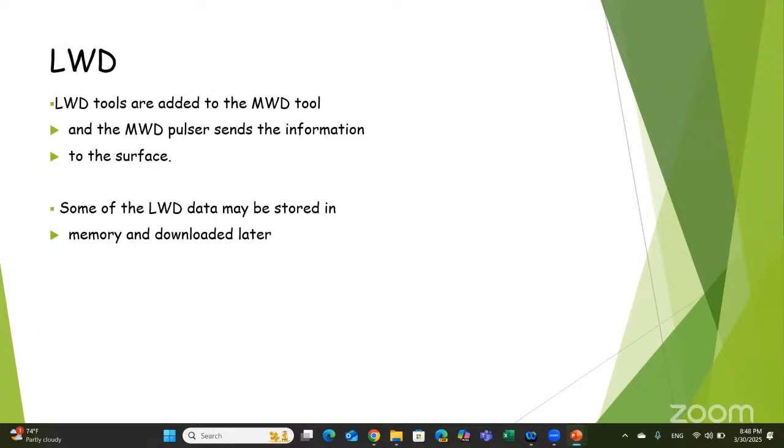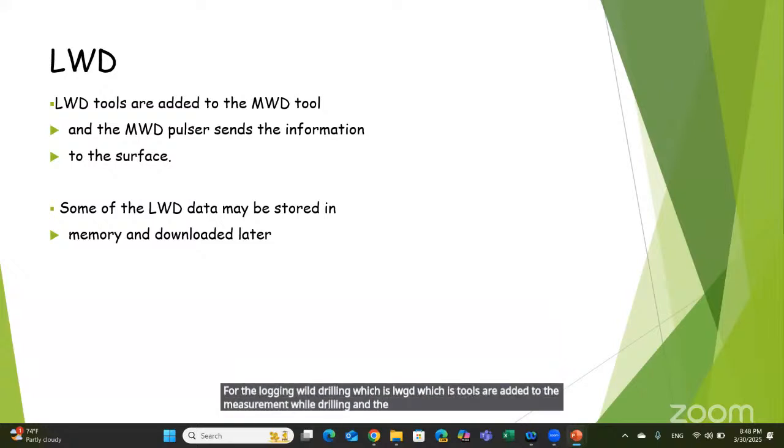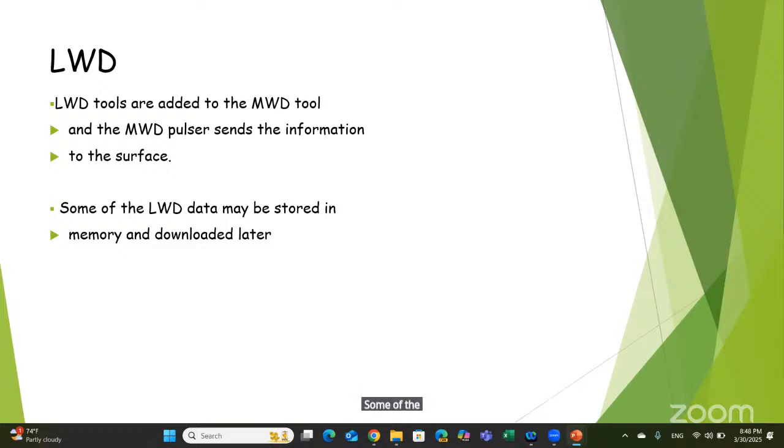For logging while drilling, or LWD, the tools are added to the measurement while drilling, and the measurement while drilling pulser sends the information to the surface. Some of the logging while drilling data may be stored in memory and downloaded later.